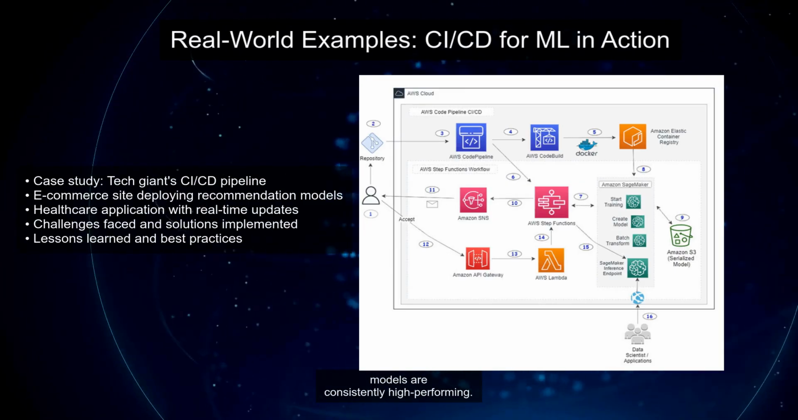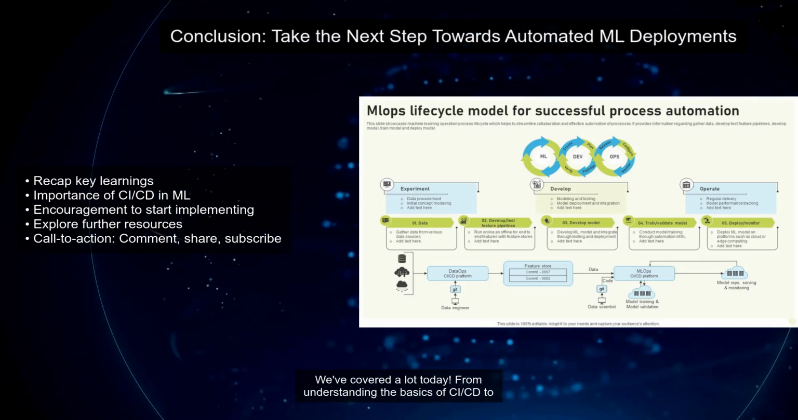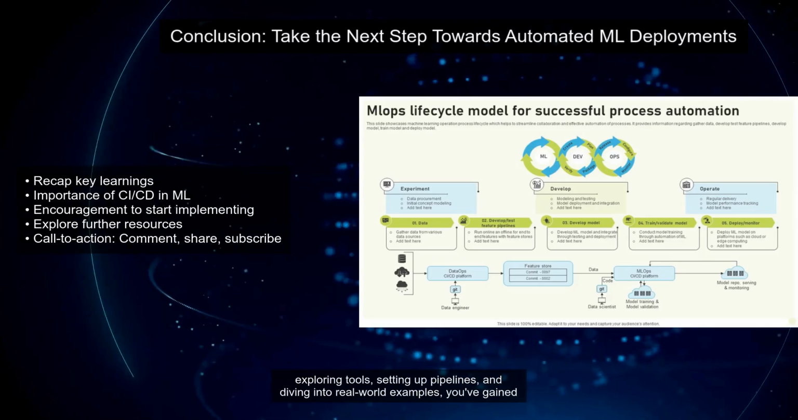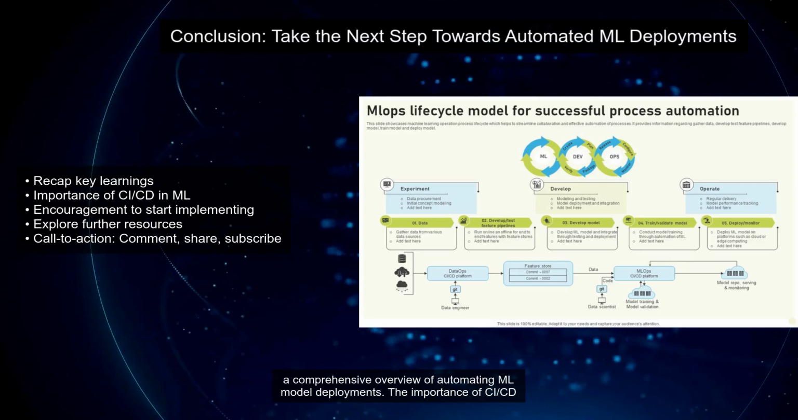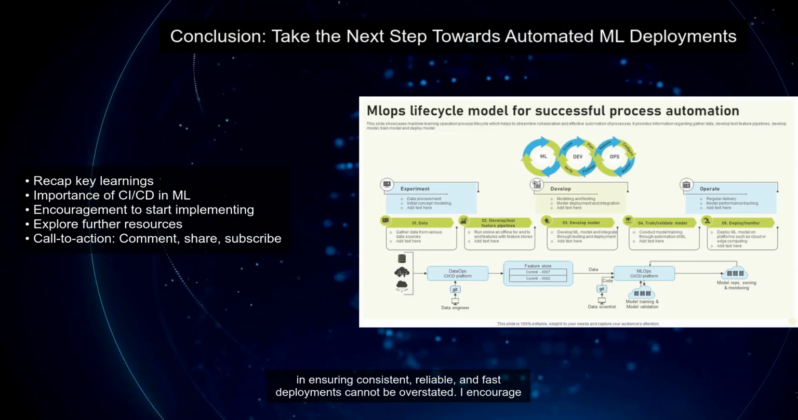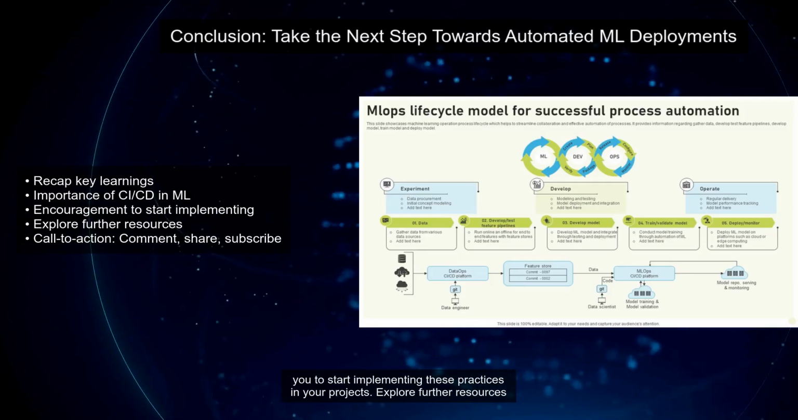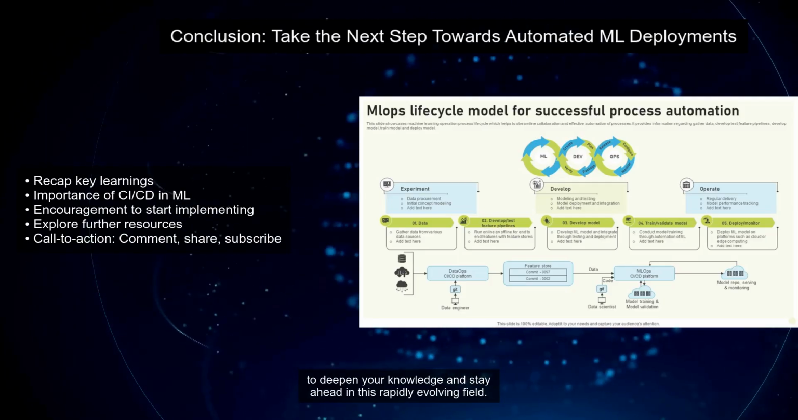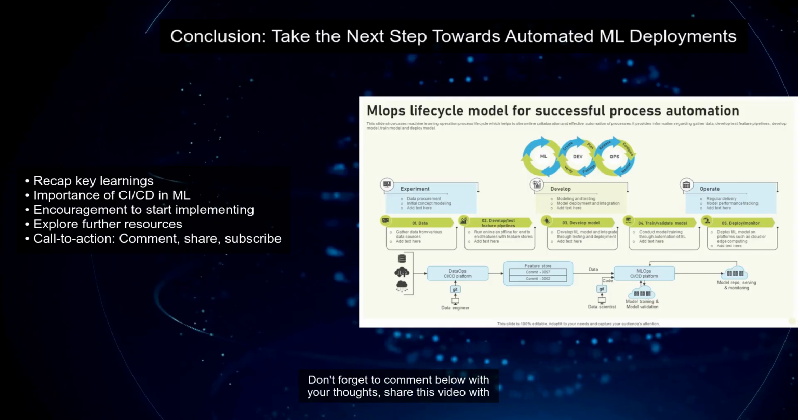We've covered a lot today. From understanding the basics of CI/CD to exploring tools, setting up pipelines, and diving into real-world examples, you've gained a comprehensive overview of automating ML model deployments. The importance of CI/CD in ensuring consistent, reliable, and fast deployments cannot be overstated. I encourage you to start implementing these practices in your projects. Explore further resources to deepen your knowledge and stay ahead in this rapidly evolving field.